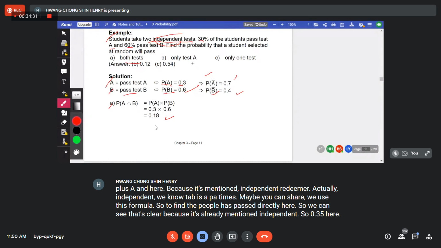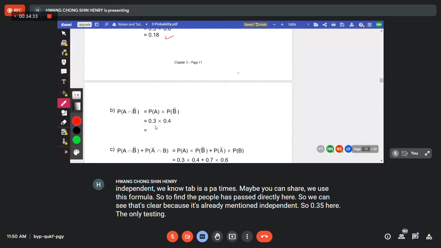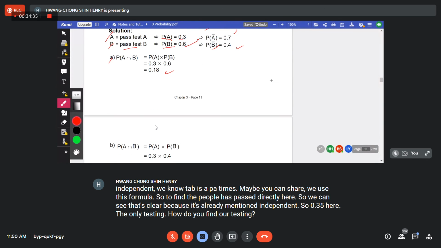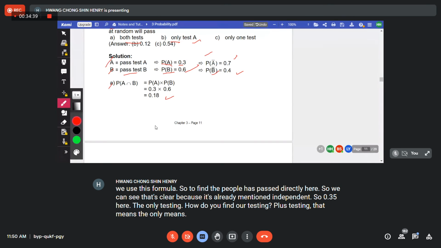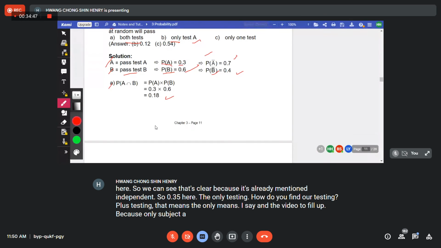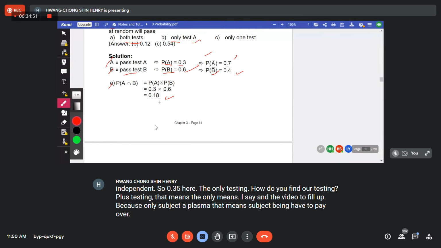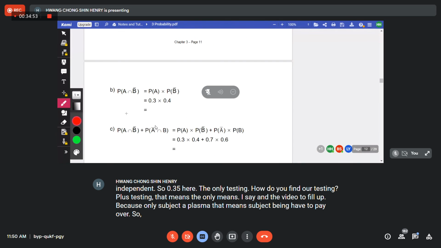Okay, only test A. How do you find your test A? Pass test A. That means the word "only" means pass A and B you have to fail. Because only subject A pass, that means subject B have to fail. Everybody okay? So you have to write A. This is how you write. And B bar, because of subject B you have to fail.